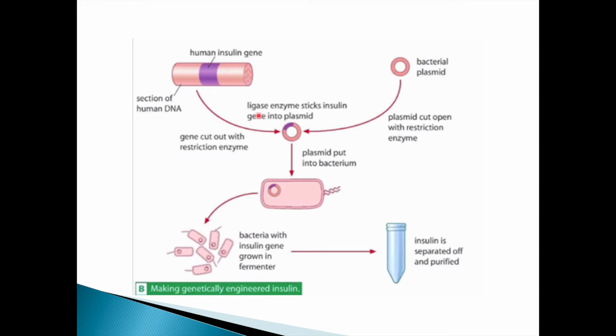After cutting, these fragments of the human insulin gene will be able to be joined by means of the ligase enzyme. So the ligase enzyme will be used in order for them to join together, and it will form this recombinant DNA. And after that, this recombinant DNA, which is basically an edited plasmid, will be returned back into the body of the bacterium.